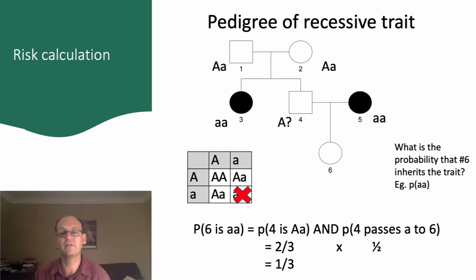The probability of him being a heterozygote is 2/3, and the probability that he passes the recessive allele to his daughter is 1/2. Since both things must be true, we use the AND rule and multiply these 2 probabilities to get a final probability of 2/6, or 1/3.